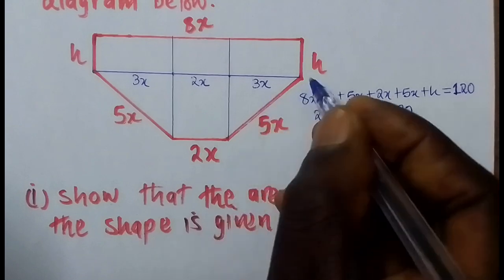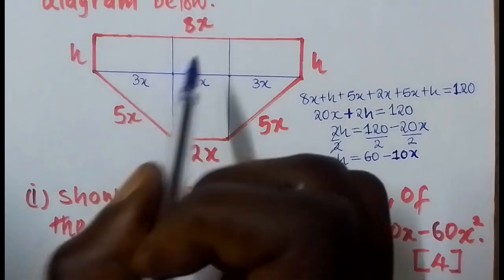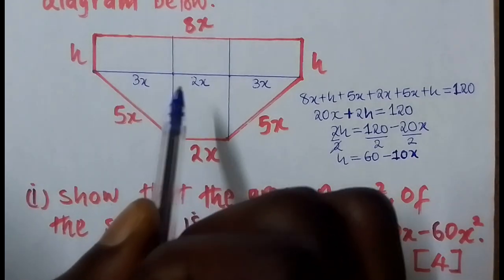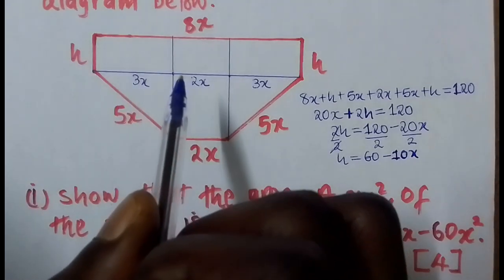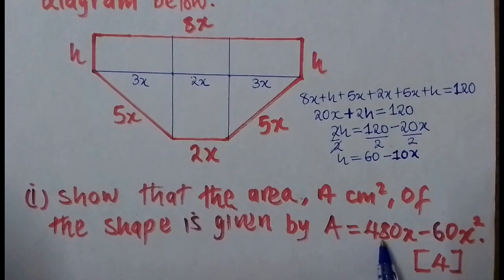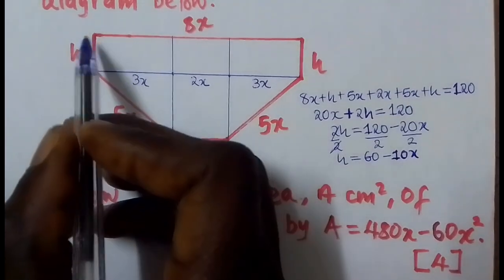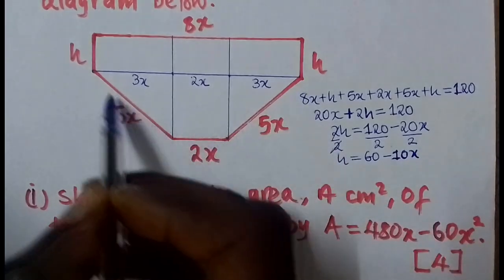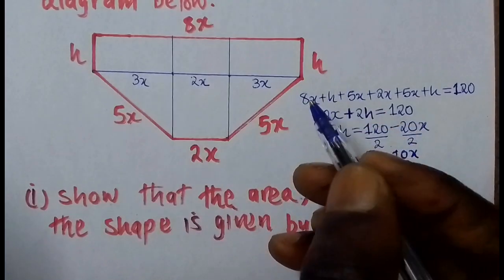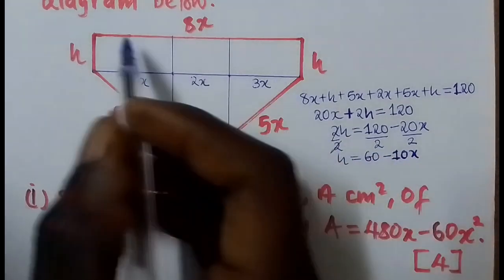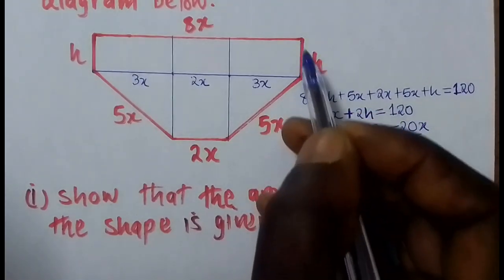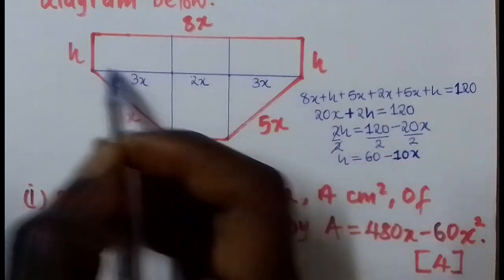Then here what we're going to do is, now we have come up with two shapes. The way we've divided this, it means we've come up with two shapes that we can work with to get area, equal to 480x minus 60x squared. So the two shapes are, this one here is a rectangle and this one here is a trapezium. So for a rectangle, all we need is the length times this part here, which represents h. So the multiplication of this and this gives the area.